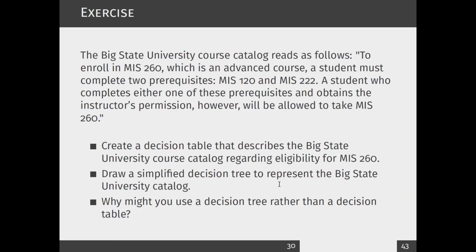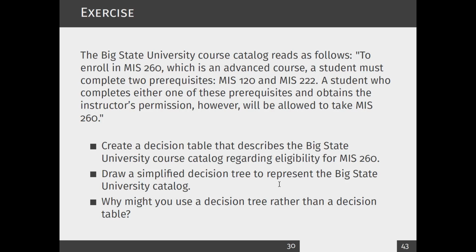A small exercise for you to try. I think we have done this earlier as well, but if you can do it quickly, we can remind ourselves of what we discussed in the previous module. We talked about enrolling in a particular course, MIS 260, with 2 prerequisites, 120 and 222. Ideally, you need to complete both prerequisites. But if you complete one and you get instructor permission, then you are allowed to take MIS 260. That was the scenario given to you.